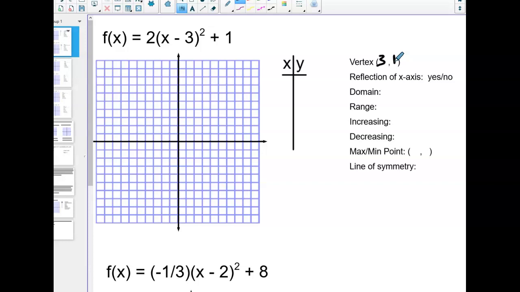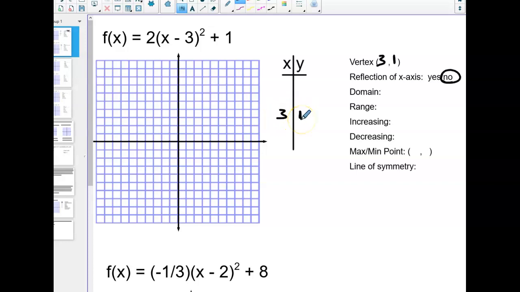It's a reflection over the x-axis, whether you answer this question or not. Is this positive or is this negative? If it's positive, it's no. If it's negative, it's yes. Our domain every single time is going to be negative infinity to infinity, but we'll let the graph show us that. We don't really need the chart for the first two. After that, I am going to let the graph dictate it.